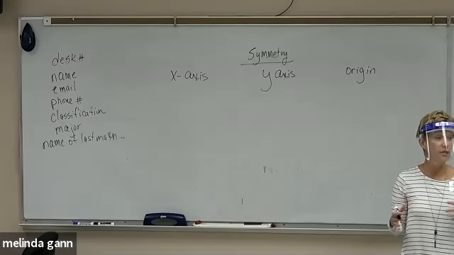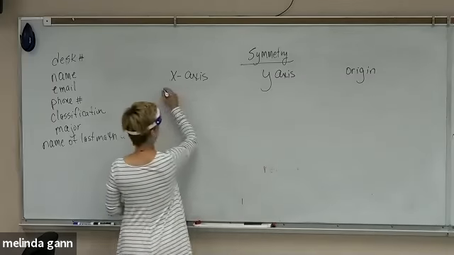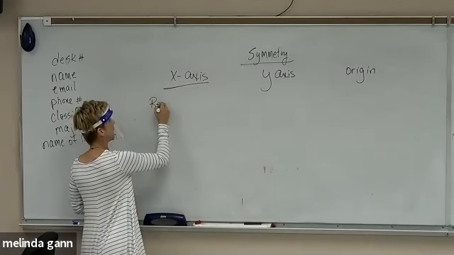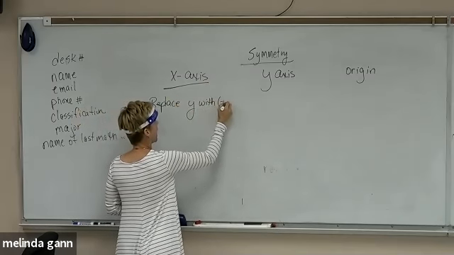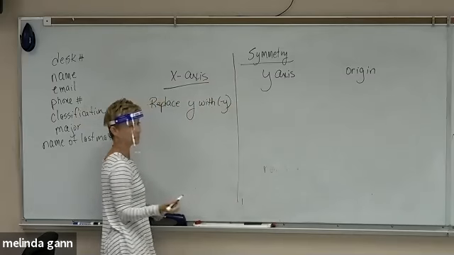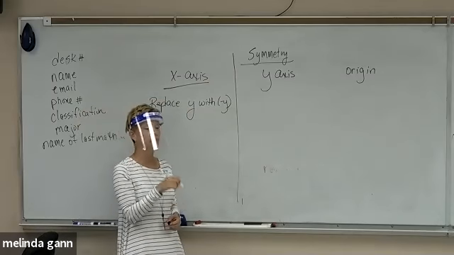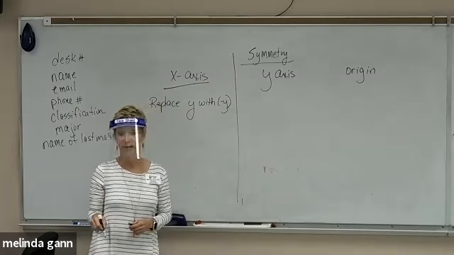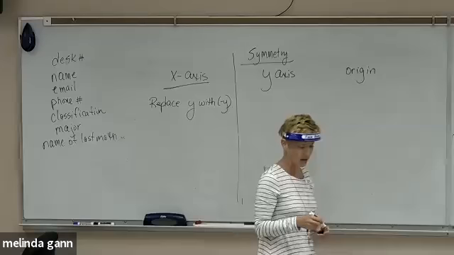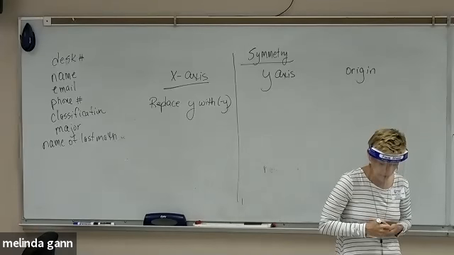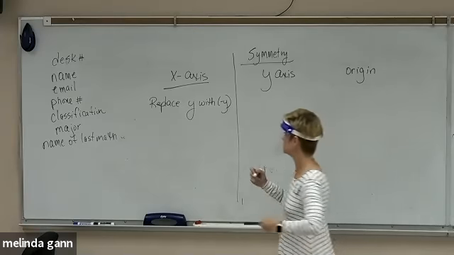Now, there are different ways of doing it, but to me, here's the easiest way. To check for x-axis symmetry, I want you to replace y with the opposite of y. And if you get the same thing that you started with, then you have symmetry. If you don't get the same thing you started with, you don't have it. Now, what in the world do I mean by that?